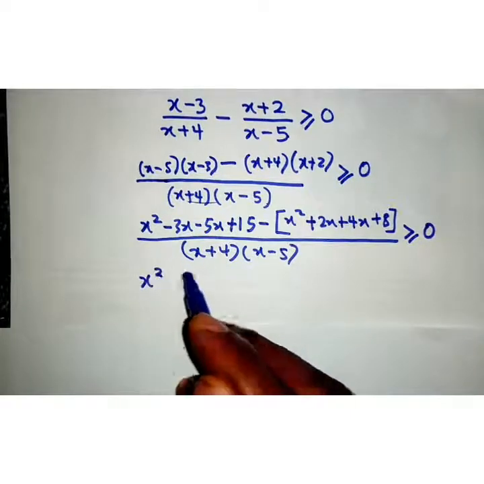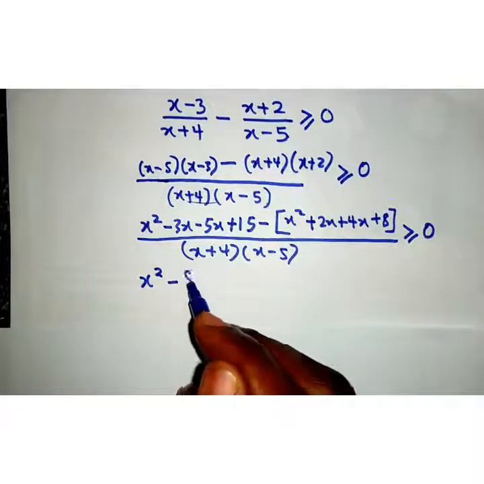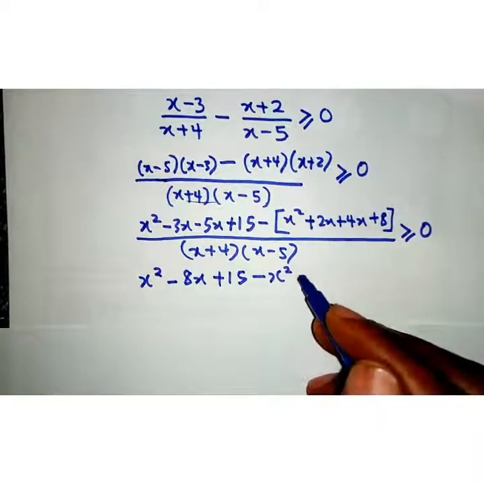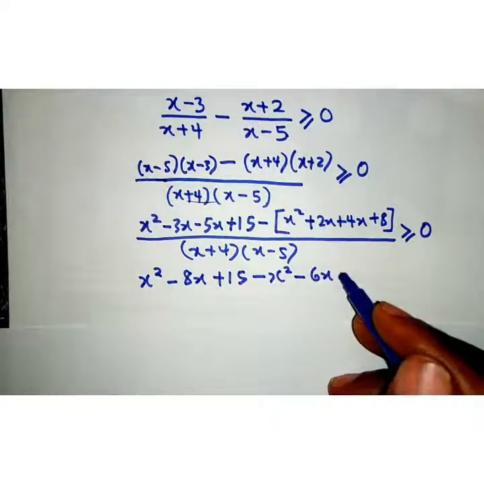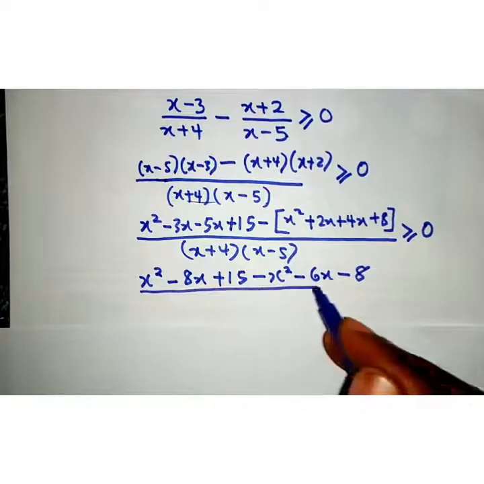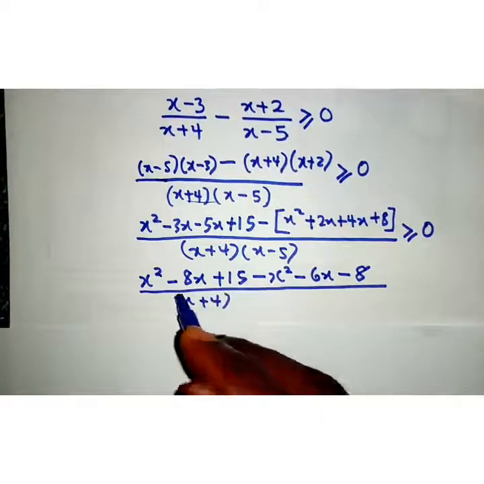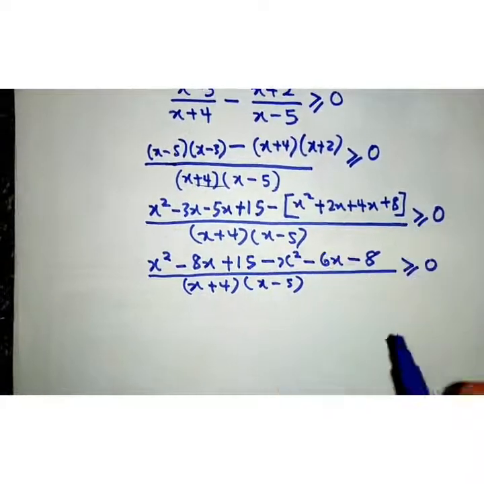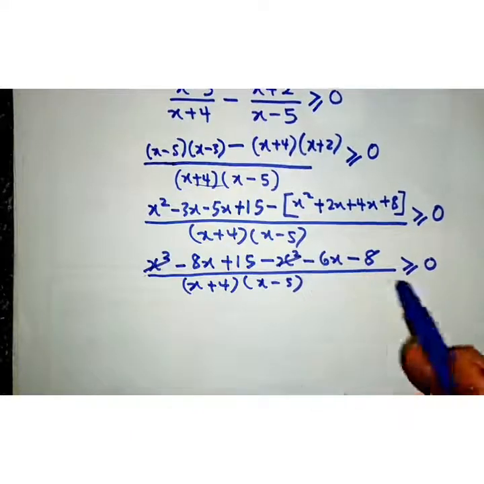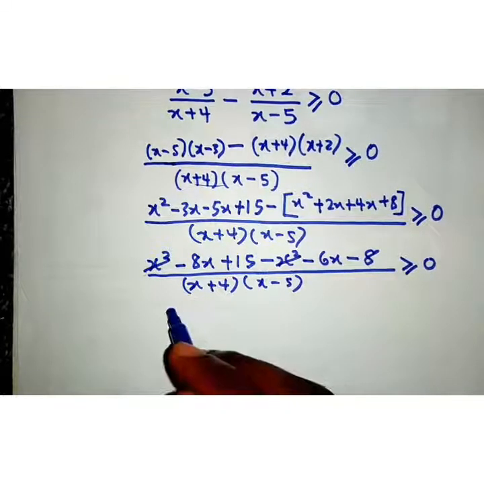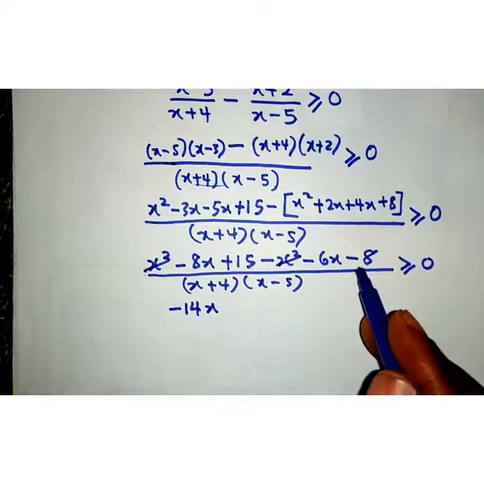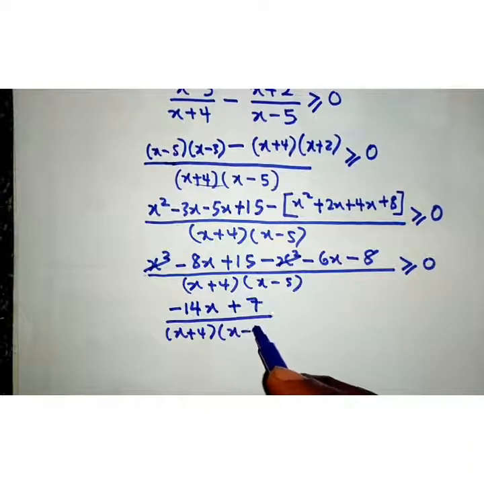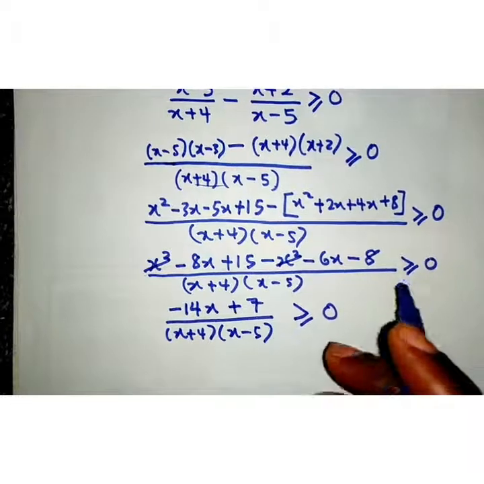We have x squared minus 3x minus 5x gives us minus 8x, plus 15, minus x squared minus 6x, and then minus 8, over (x plus 4)(x minus 5) is greater than or equal to 0. So this cancels this. We have minus 8x minus 6x, that's minus 14x. 15 minus 8 gives us plus 7, over (x plus 4)(x minus 5) is greater than or equal to 0.